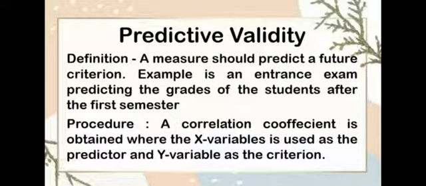Predictive validity is the degree to which a test's scores accurately predict scores in a criterion measure. A conspicuous example is the degree to which college admission test scores predict college graduate grade point average, or the GPA. The procedure is that a correlation coefficient is obtained, where the x variable is used as the predictor and the y variable as the criterion.